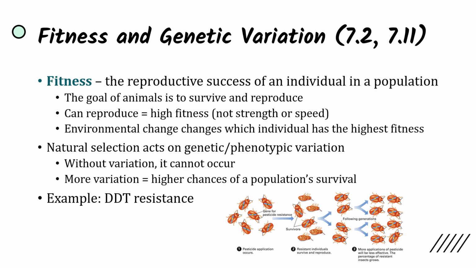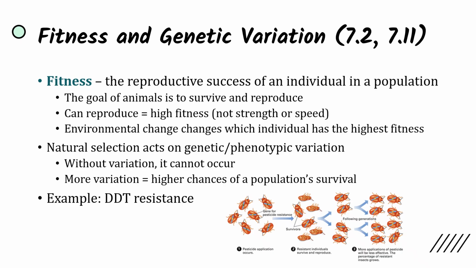And so when we look at natural selection, we can see that it acts on genetic and phenotypic variation. So if there is no variation within the population, then natural selection cannot occur. If there is no variation, no individual better suited to the environment than another, then that means the population makeup will not change, and either all individuals will die if they're not suited to the environment, or all individuals will survive if they are, but then if the environment changes, there is no chance for the population to survive.